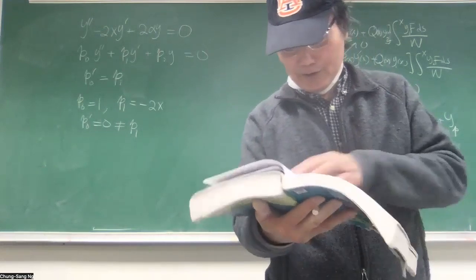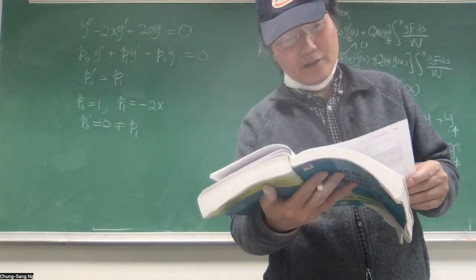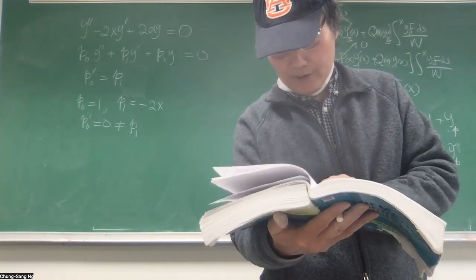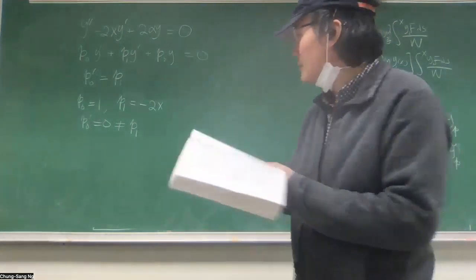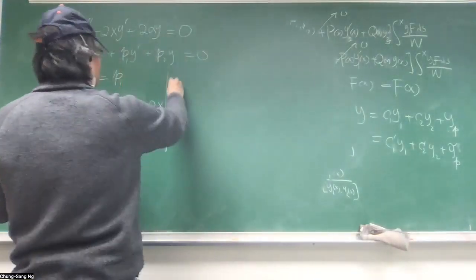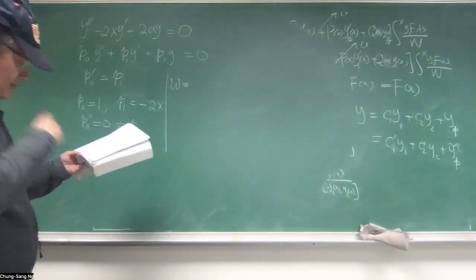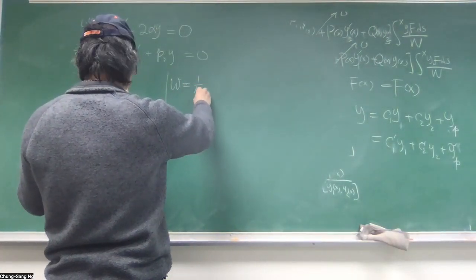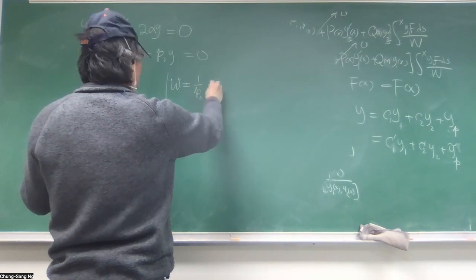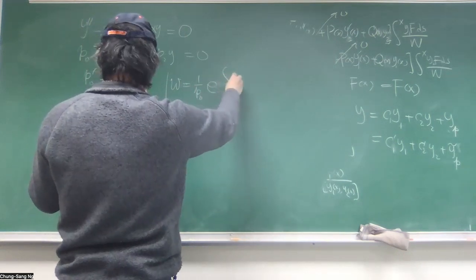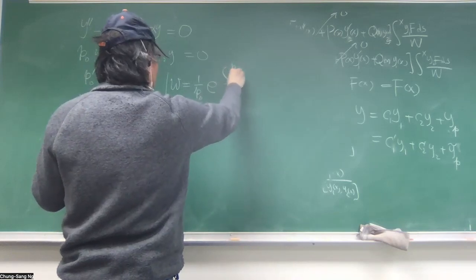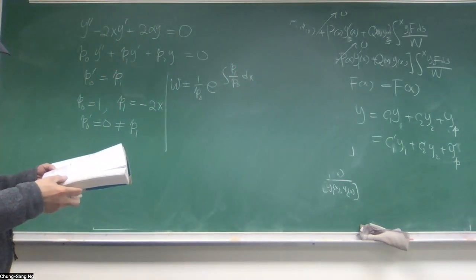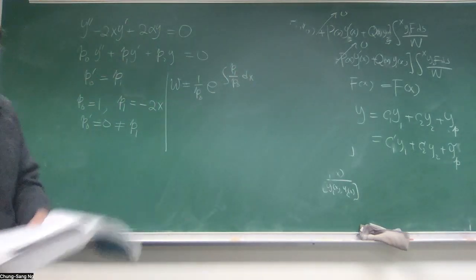And to make it self-adjoint, you define your new variable using the formula here. So first find the W. Your W will be, using equation 8.15, the exponential function of the integral of P1 over P0. Okay, that would be your W.